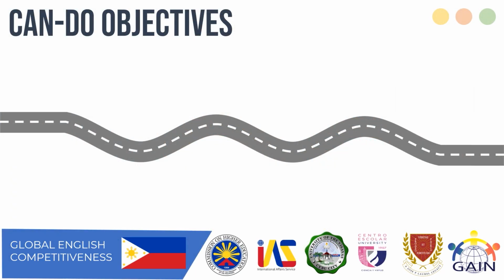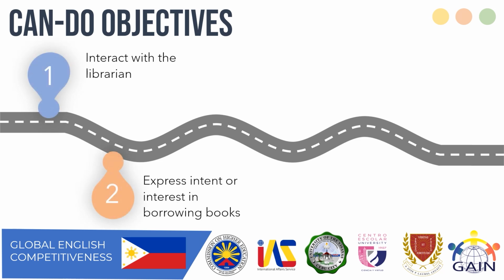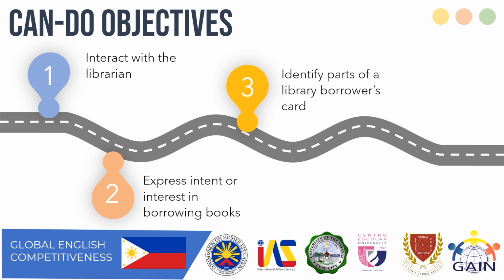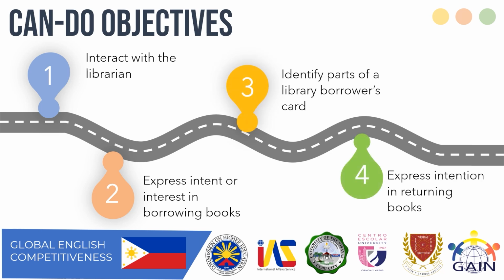To recap, we have 4 can-do objectives in this unit. First, to interact with the librarian. Second, to express intent or interest in borrowing books. Third, to identify parts of a library borrower's card. And fourth, to express intention in returning books.